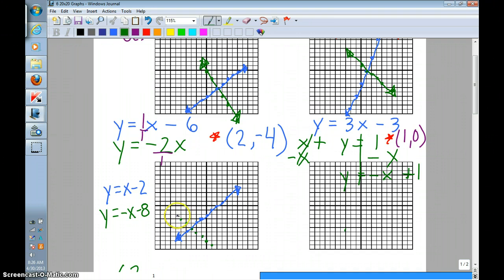So again, these are the two lines. Try to make them as straight as possible. And the answer is 1, 2, 3, 1, 2, 3, 4, 5. So the point where they cross is negative 3, negative 5. So the only kind of difference on that one is being able to set up the equation for that.